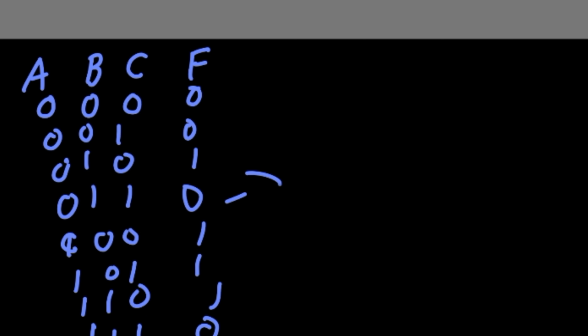0 0 1 gives 0, let's say 0 1 0 gives 1, 0 1 1 gives 0, 1 0 0 gives 1, 1 0 1 gives us 1, 1 1 0 gives us 1, 1 1 1 gives us 0. Now let's make a K-map of this. Obviously we can make a Boolean expression of this, but K-map is easier.